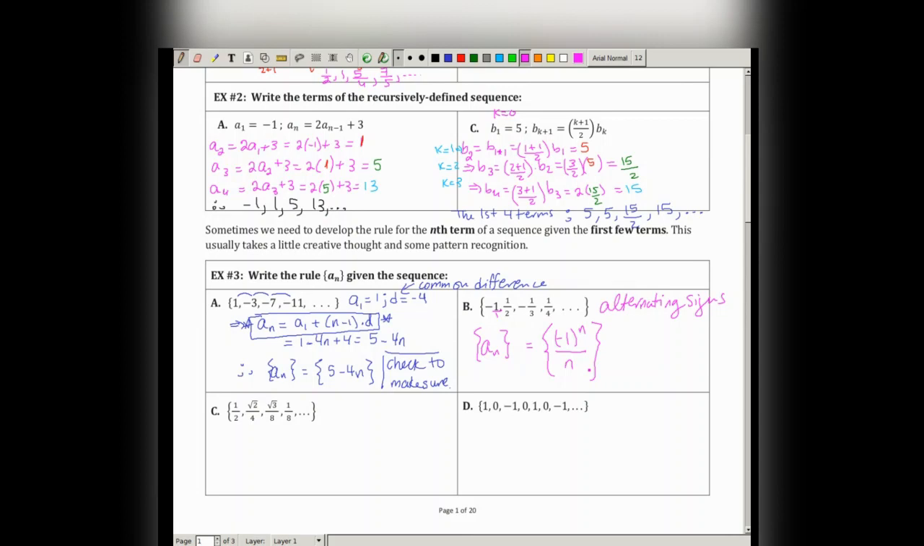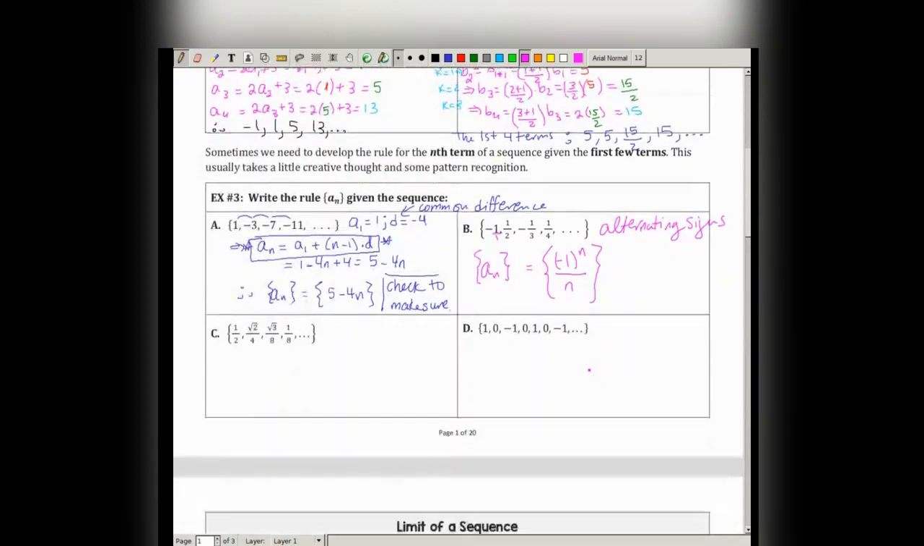And of course, test it out. When n is equal to 1, this would give me minus 1. When n is equal to 2, this would give me negative 1 squared, which is a positive 1, and then over 2. And when n is equal to 3, you'll see that you'll get the negative 1 over 3. Any questions on this? Okay, what about this next one?